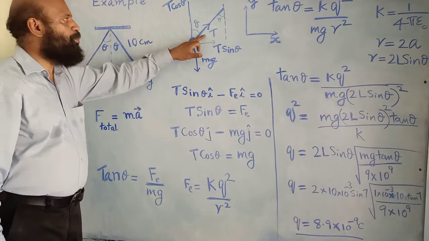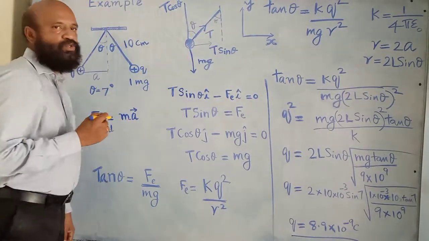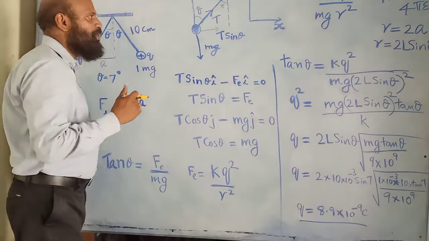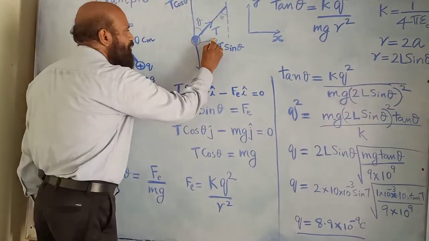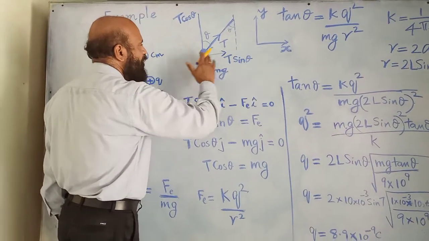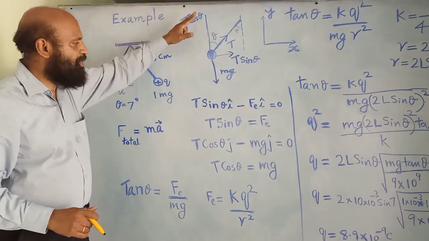Now this is the free body diagram, and this tension can be resolved into two components, a horizontal component and a vertical component. So this tension is acting along this direction, then it can be resolved into two components: T sin theta along the horizontal direction and T cos theta along the vertical direction.